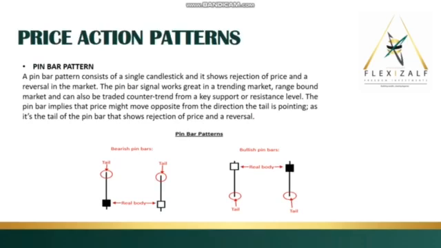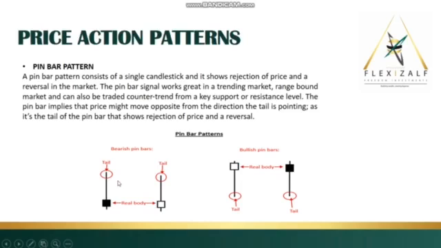A pin bar pattern consists of a single candlestick, and it shows a rejection of a price and a reversal in the market. The pin bar signal works great in a trending market, a range bound market, and can also be traded counter trend from a key support or resistance level. The pin bar implies that the price might move opposite from the direction the tail is pointing, as it's the tail of the pin bar that shows a rejection of a price and reversal.